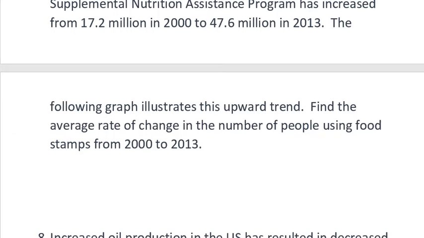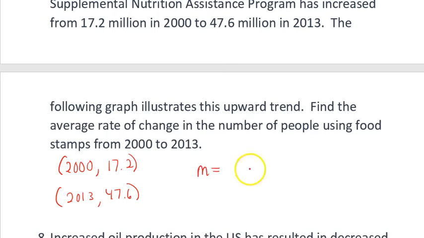Find the average rate of change in the number of people using food stamps from 2000 to 2013. And so you can look at these like 2 points. They give us the information for 2000. So in the year 2000, there was 17.2. And then in the year 2013, there was 47.6. So I can view those like 2 points, and those points are listed on that graph. And we're just finding the slope because slope is average rate of change.